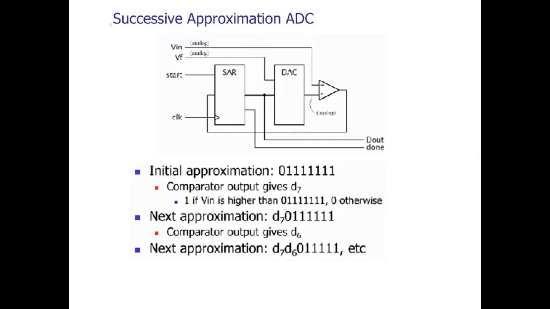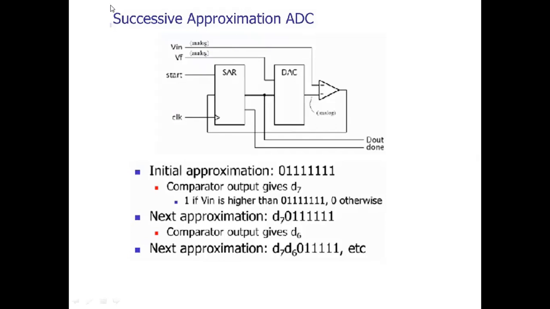But the advantage we saw in the flash ADC was that the conversion takes only 1 cycle, so it was very fast. Fast conversion was possible because it took only 1 cycle to convert the analog input voltage to its digital form. Our successive approximation ADC will take 8 cycles. Even though it needs more cycles, the number of resources is much less.